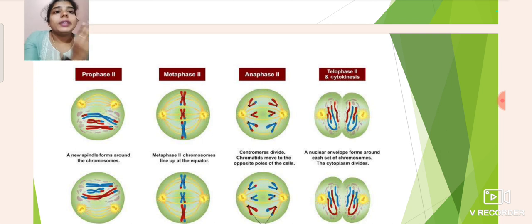The next phase we call anaphase. Here the chromosomes will be moved towards the polar regions, and the centromere will be completely divided and all the chromosomes will move on to the polar regions. Then telophase 2. This is the last stage of the meiosis process.